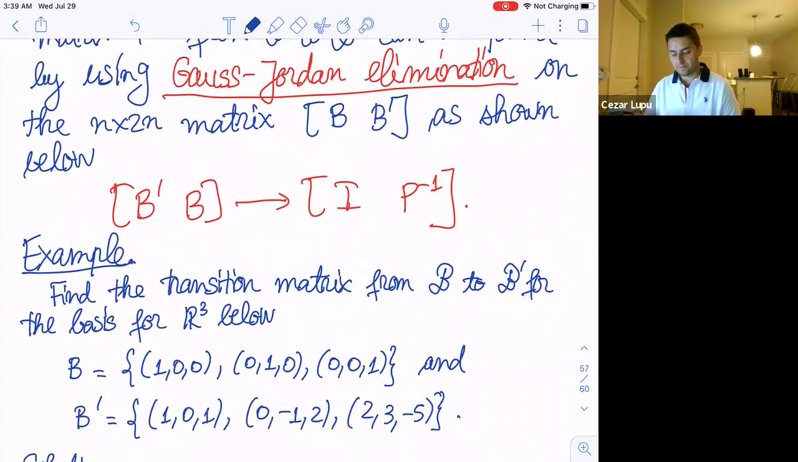Let's look at this example. We need to find the transition matrix from the basis B to B prime for the two bases in R3, which are given below. The first one, as you can see, is the standard basis in R3. In fact, we talked about the standard basis in R3. And then the second basis B prime is not so standard, as you can see.